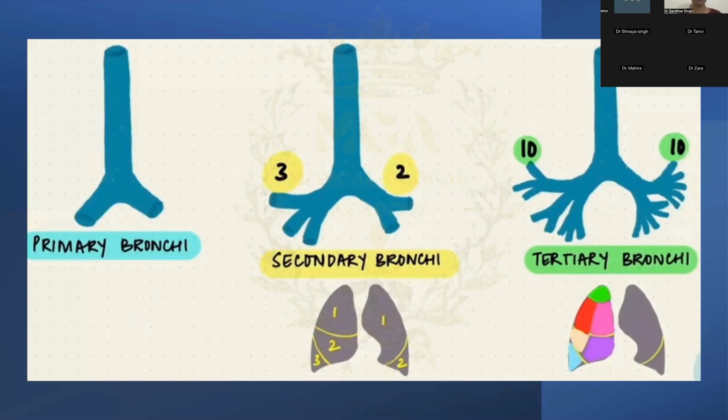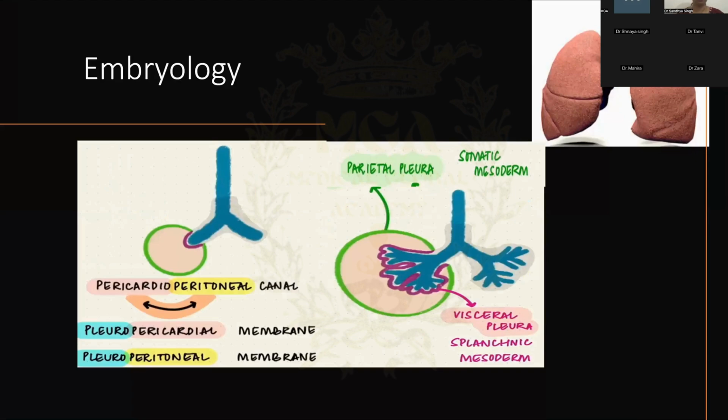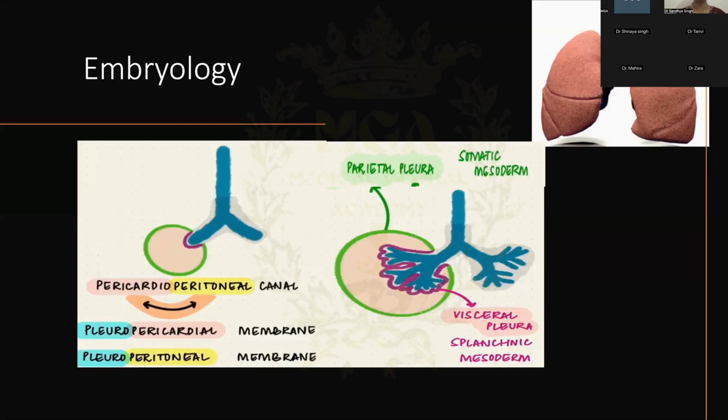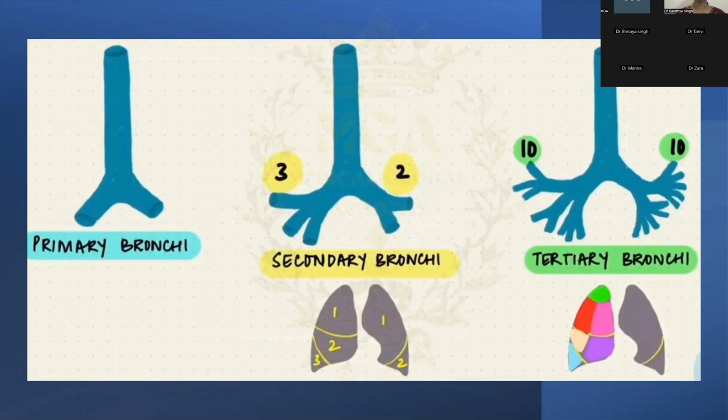Let me revise from here itself: formation of the respiratory diverticulum, formation of the lung bud, closure of the tracheoesophageal septum, formation of the pleural cavity, and division into primary, secondary, and tertiary bronchi. All this comes in the embryonic stage, that is stage 1 of lung development.